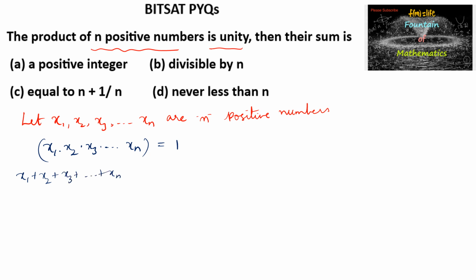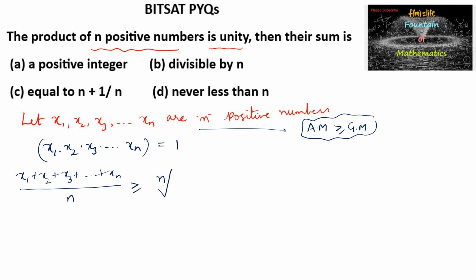Let us apply the arithmetic mean is greater than or equal to geometric mean concept. That is, the arithmetic mean of these n numbers, x1 plus x2 plus x3 and so on xn divided by n, is greater than or equal to the geometric mean, that is the nth root of x1 into x2 into x3 and so on xn. Which is equal to the nth root of, we know that the product of these n positive numbers is 1. So 1 to the power 1 by n, that is 1.